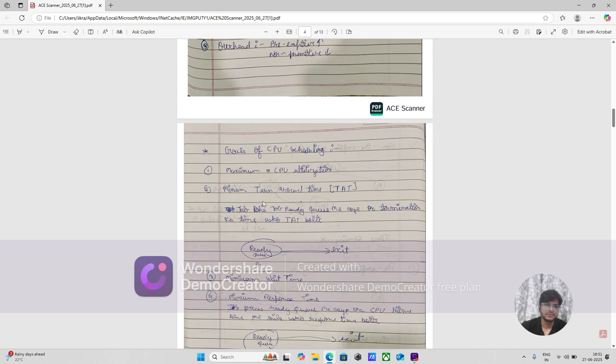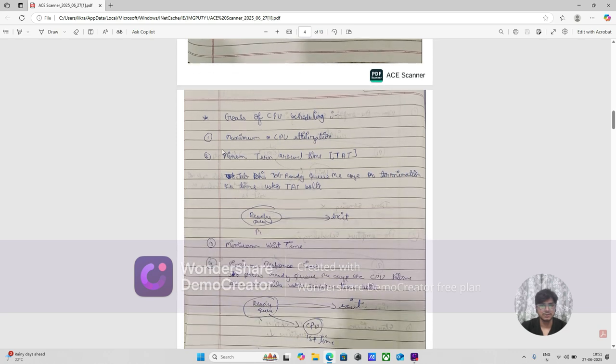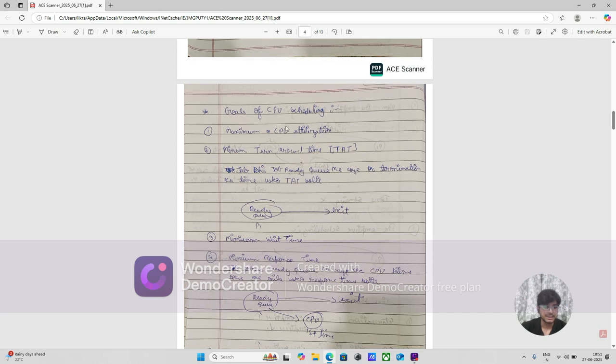So here we are discussing the goals of CPU scheduling, like how you schedule your CPU for the processes and all. We are going to compare the algorithms through these goals. First is maximum CPU utilization, which is the most important. After that, minimum turnaround time.